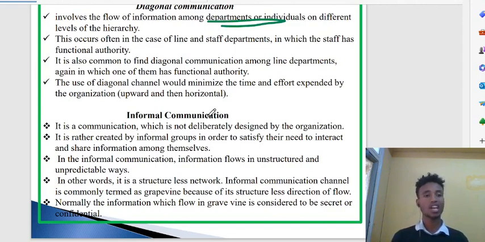It is rather created by informal groups in order to satisfy their needs, to interact and share information among them. In other words, it is a structureless network. The informal communication channel is commonly termed the grapevine because it has a structureless direction of flow.